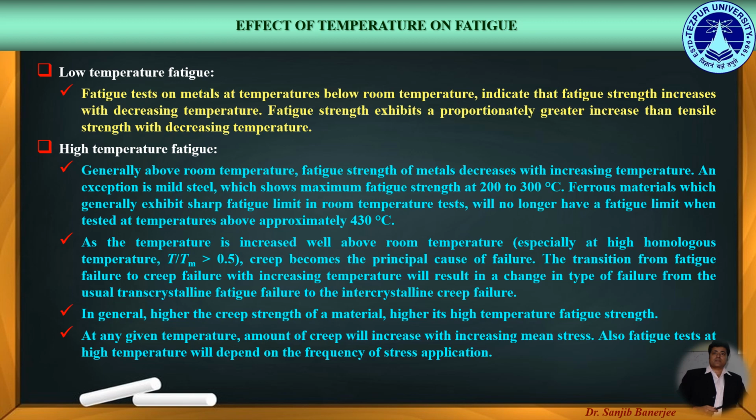As the temperature is further increased well above the room temperature, especially at high homologous temperature, that is T by Tm greater than 0.5, creep becomes the principal cause of failure. The transition from fatigue failure to creep failure with increasing temperature will result in a change in type of failure from the usual transcrystalline fatigue failure to the intercrystalline creep failure. In general, higher the creep strength of a material, higher will be its high temperature fatigue strength.